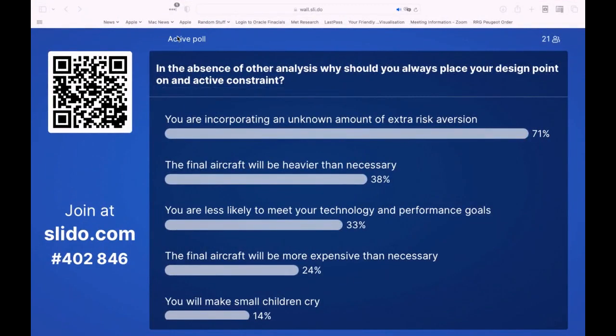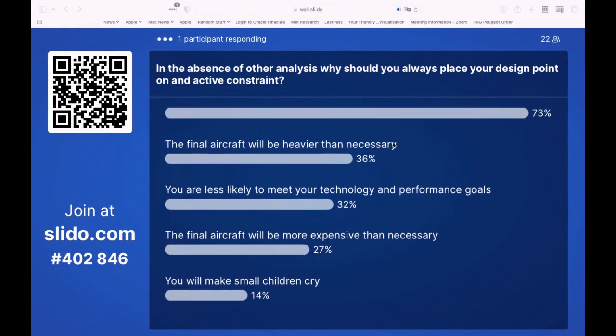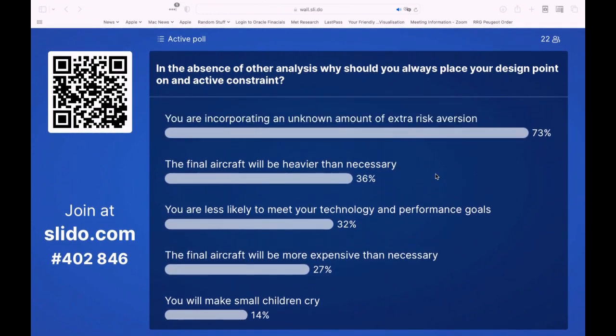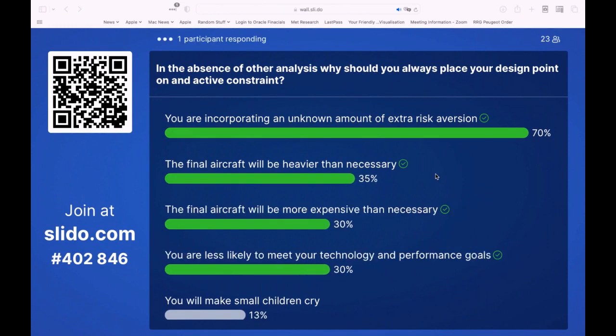So, I see that 14% of you think you will make small children cry. This has some kind of reference to pop culture. Now, depending on my mood in the day, that might be actually what I want. I am sometimes a bit sadistic, but the real reason is if you move it away from that point, you are doing all of that.